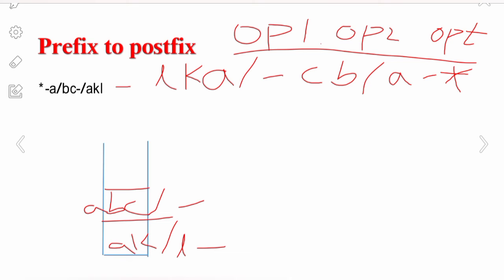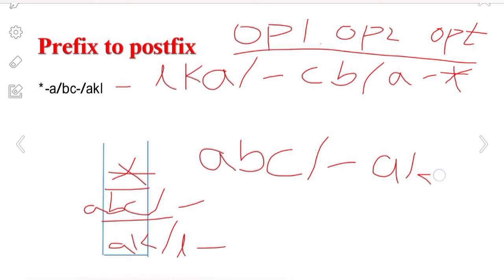So next one, the last one is the multiplication operator. So we'll enter the multiplication operator and we'll get the output here like A, B, C division minus A K bar L minus multiplication. So this is the final output of the given expression.